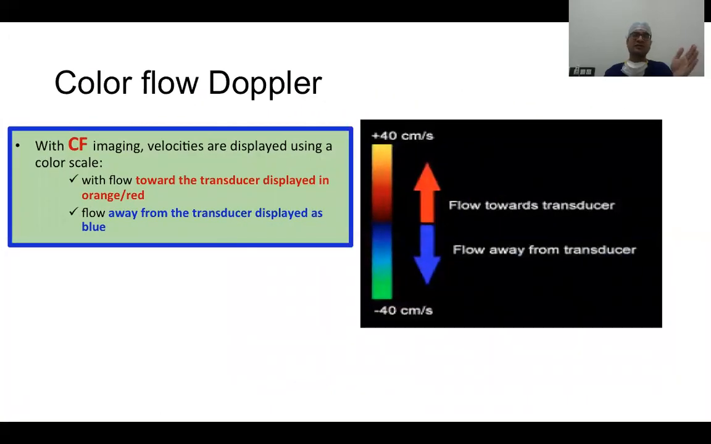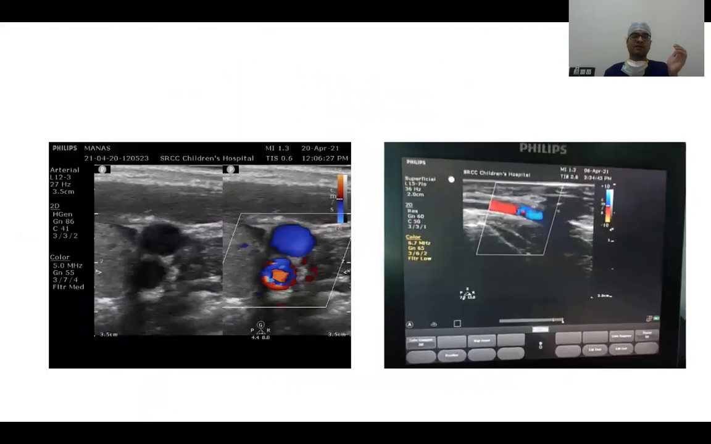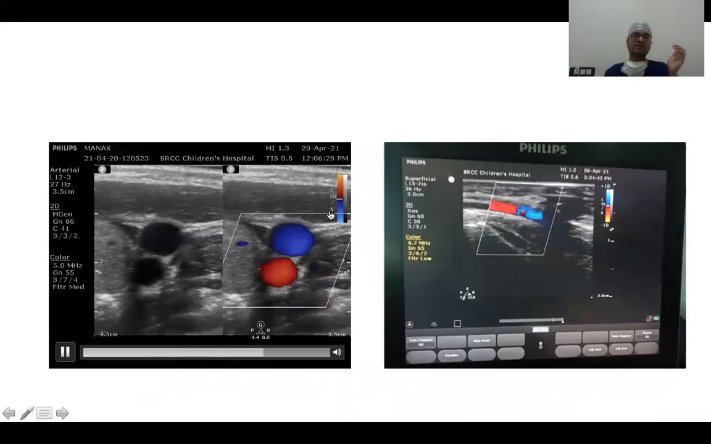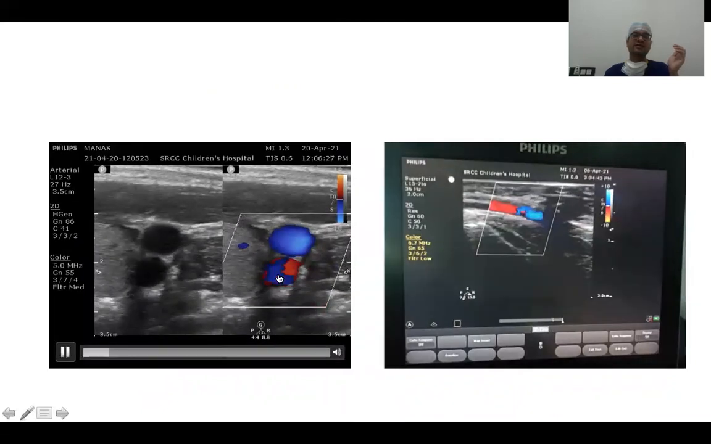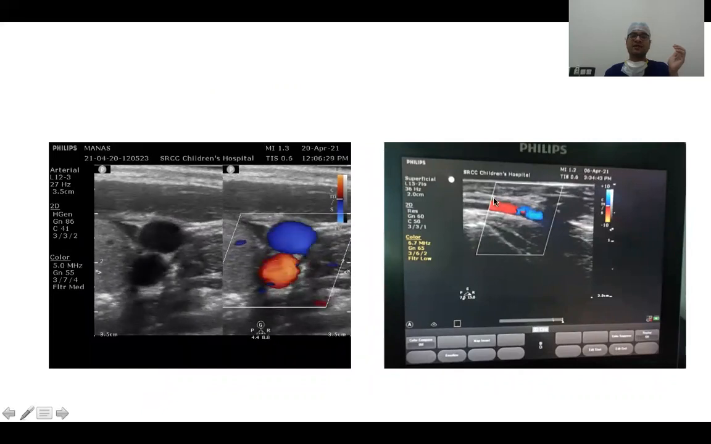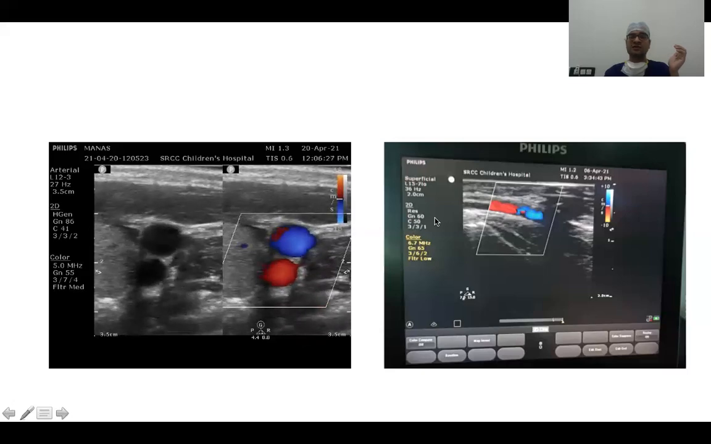So the basic principle is flow towards the transducer is displayed in red or orange and flow away from the transducer is blue. This we refer to as BART: blue away and red towards. So here we can see when we put it on the IJV and carotid, blue is the vein and red is the artery. In long axis also, blue is away and red is towards the probe.